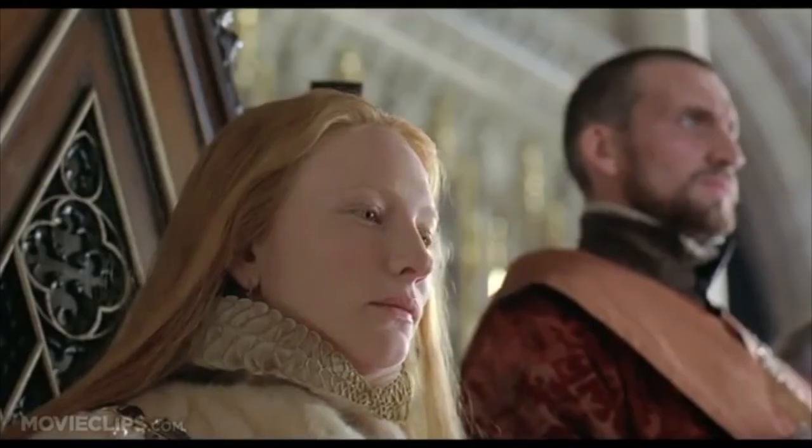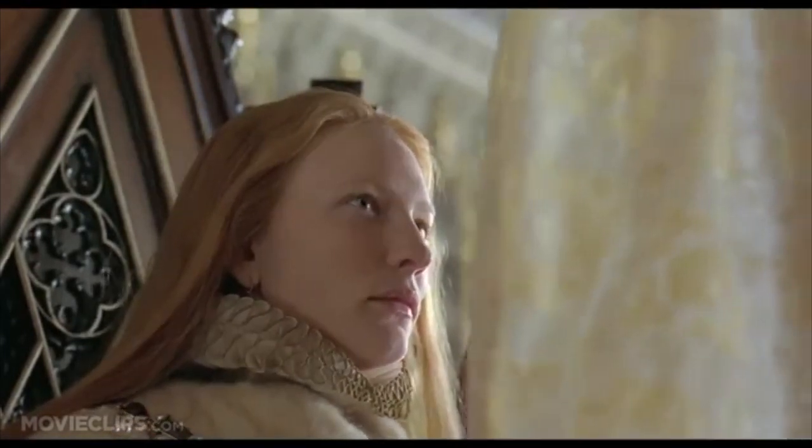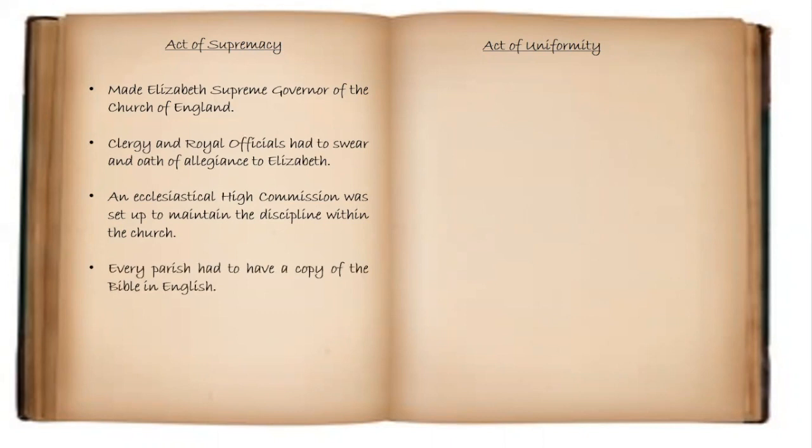Now, the Act of Supremacy made Elizabeth governor of the Church of England. Clergy and royal officials had to swear an oath of allegiance to Elizabeth. An ecclesiastical high commission was set up to maintain the discipline within the church. Every parish had to have a copy of the Bible in English, and Anglican priests were allowed to get married.